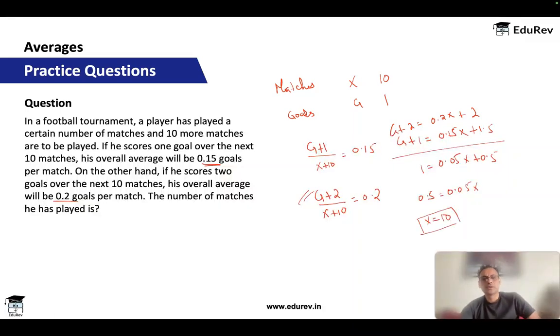Right? So x was the number of matches that he has already played. So the answer for this question is 10. The number of matches that he has already played is 10. Just to understand this, let's find out g also.